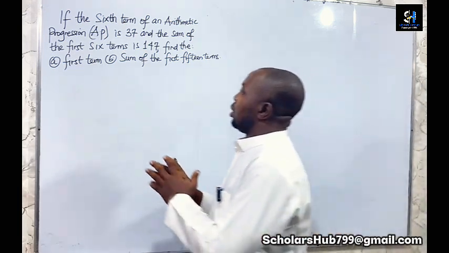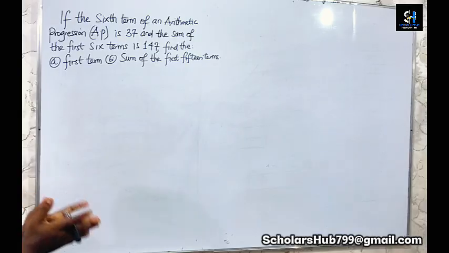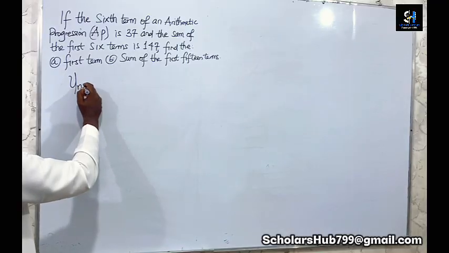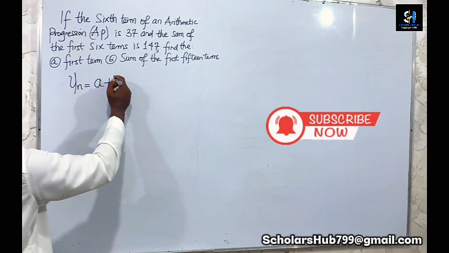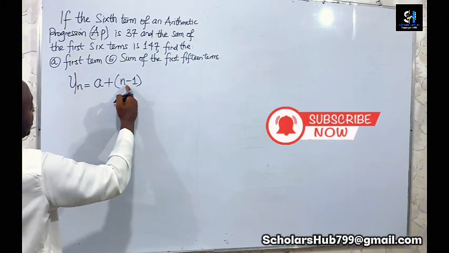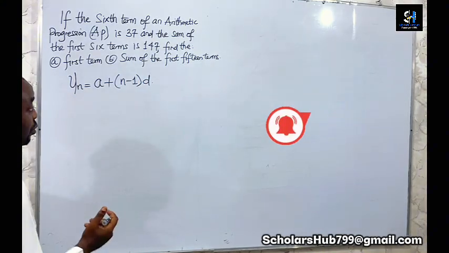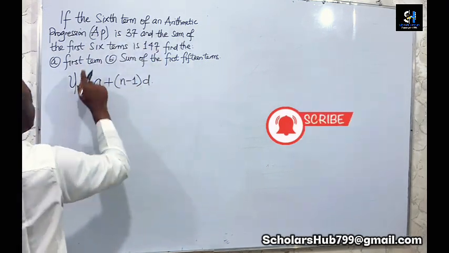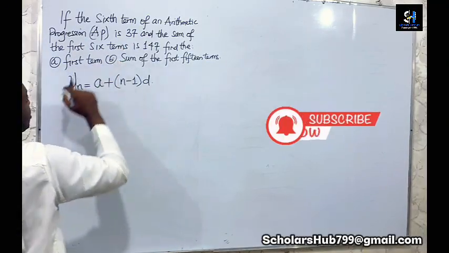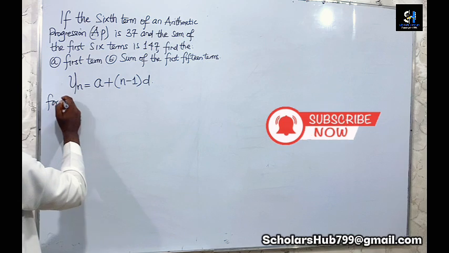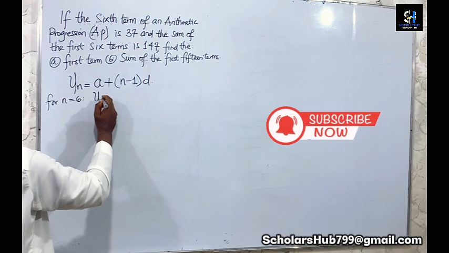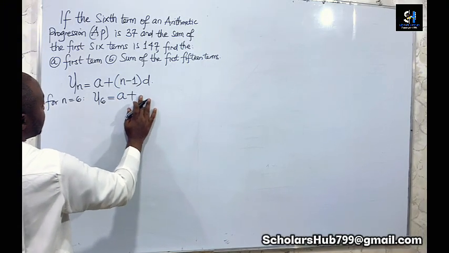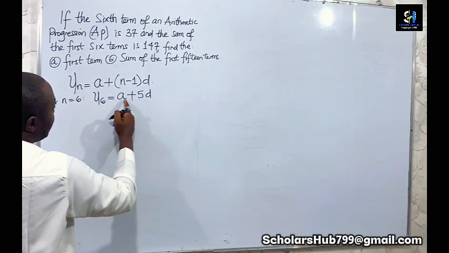Using the formula for the general term, that is the nth term of an AP, which is u subscript n equals the first term plus parentheses number of terms minus 1 multiplied by the common difference. If the sixth term of an AP, that is arithmetic progression, is 37, which means for n equals 6, we have u subscript 6 equals the first term plus, now 6 minus 1 is 5, so a plus 5d.